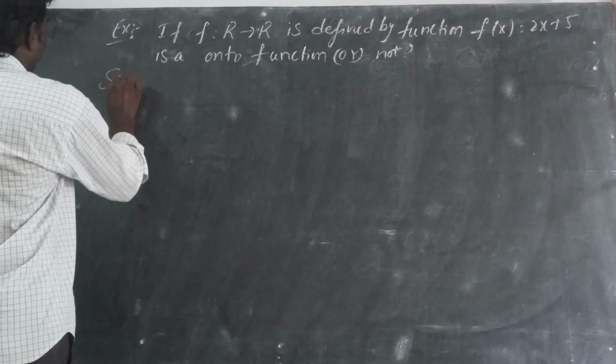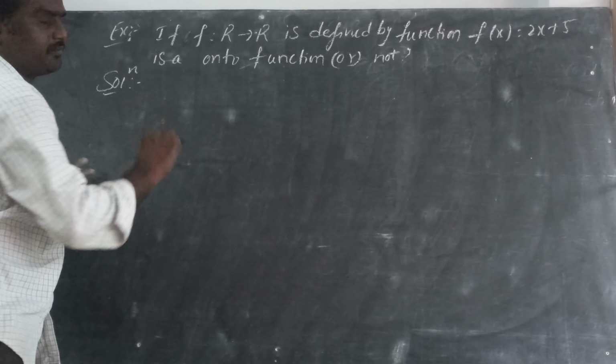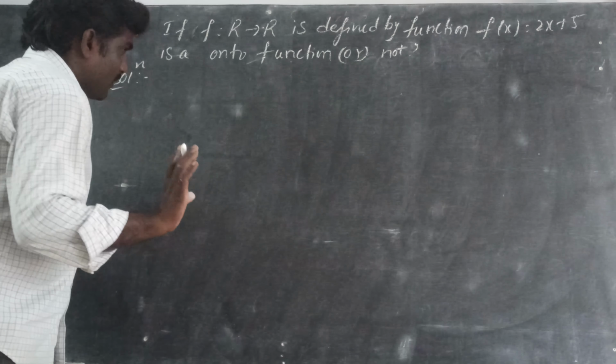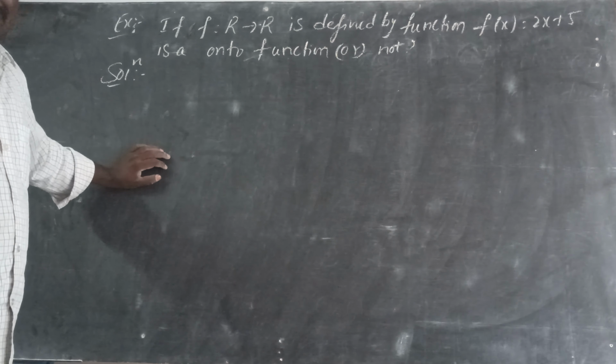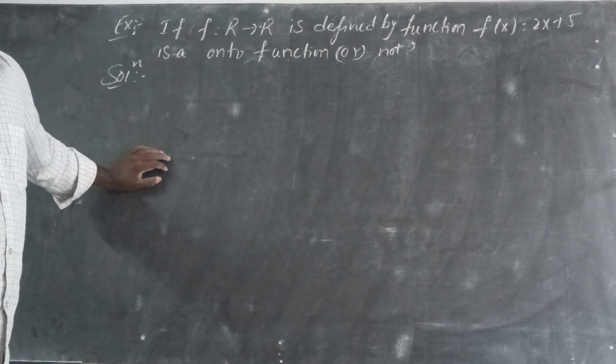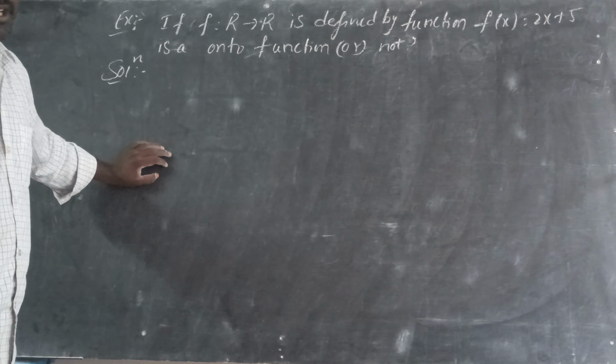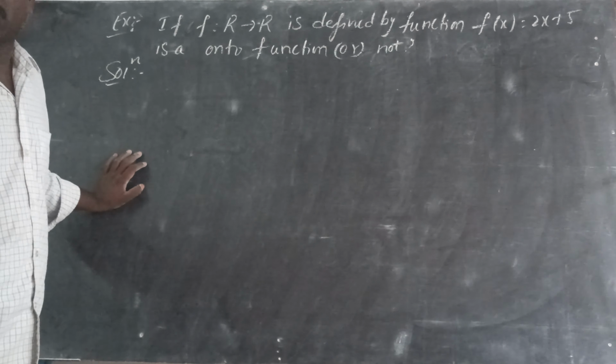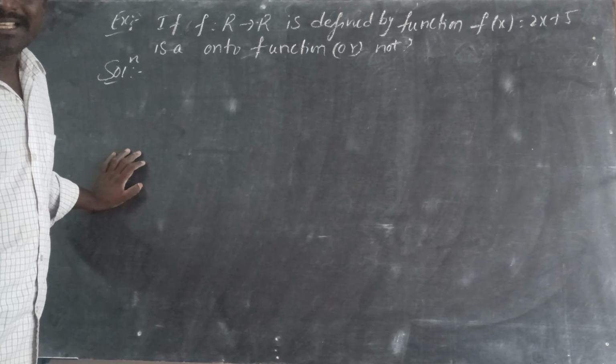So how can we prove it is an onto function or not? Here, what do we want to prove? We want to prove that f of x is equal to y. Here x is the domain, and y is the codomain. Codomain is equal to range.